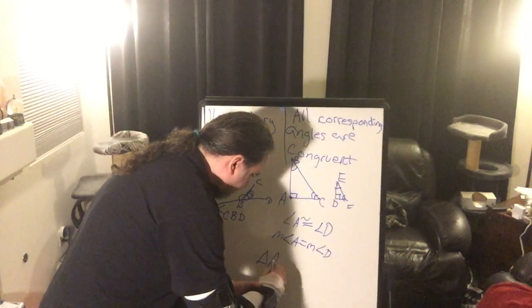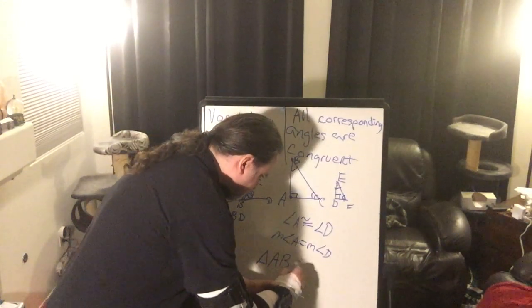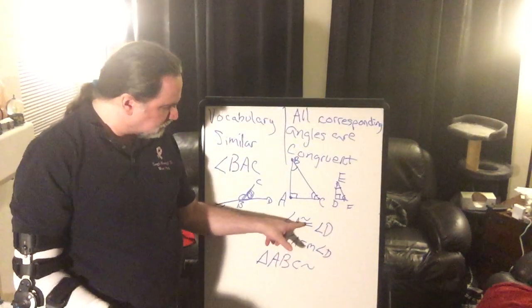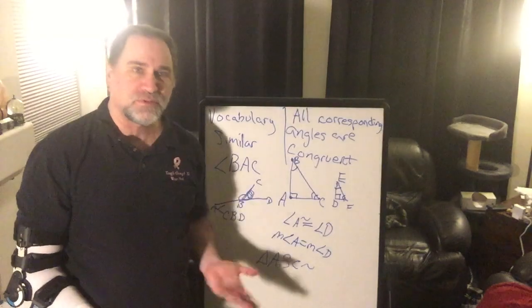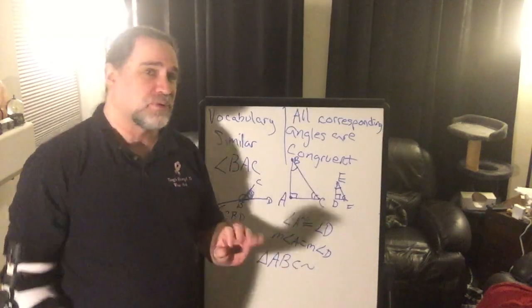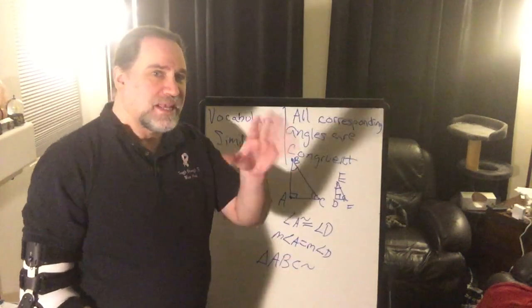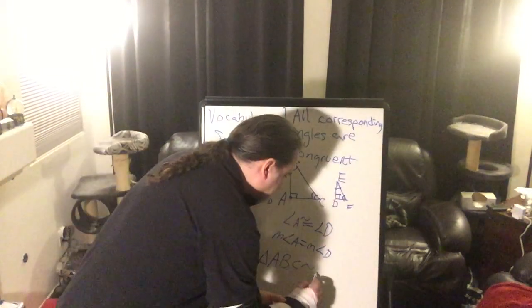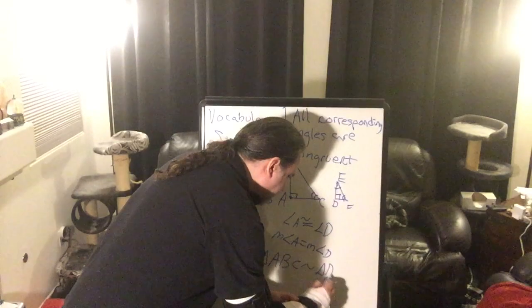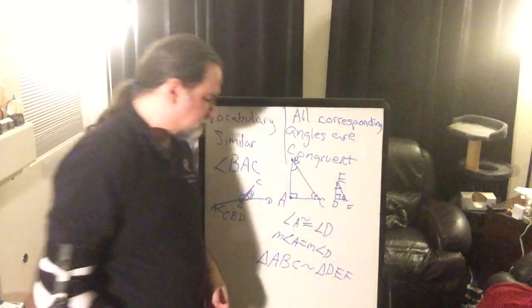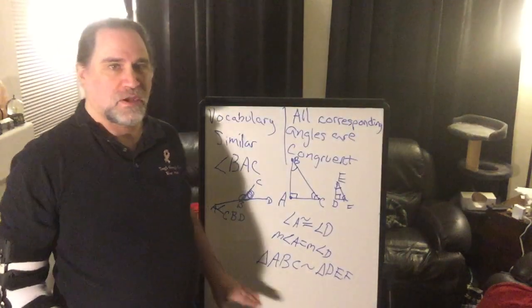Triangle ABC is similar, and we draw similar like the top part of the congruent symbol without the equal sign, because it's not equal, it's similar. Here it's exact. Here it's similar. To triangle DEF. And I'm not going any lower than that.